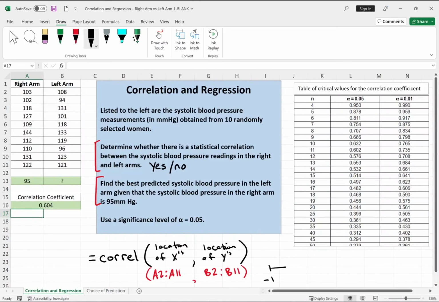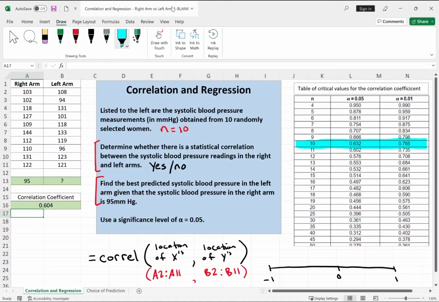So let's say there's a -1 there, a +1 there, and 0 in the middle. Now, our critical value is based on two things: how much data we have, how many pairs of values. In this case, we have 10, so n is equal to 10. That tells us we're using this row for n equals 10. So our critical values are going to be plus or minus 0.632 or 0.765.